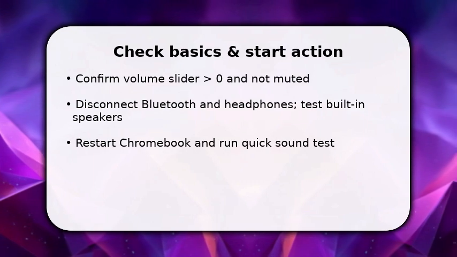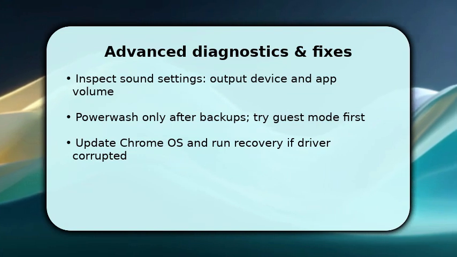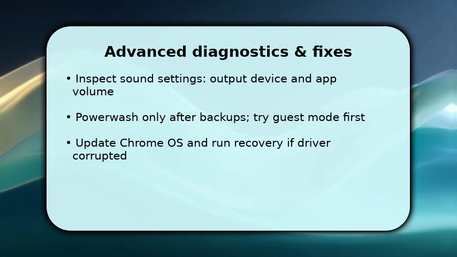Now you perform detailed checks. Open settings, choose sound, and verify the correct output device and per app volumes. Sometimes an app is muted while system sound is fine.